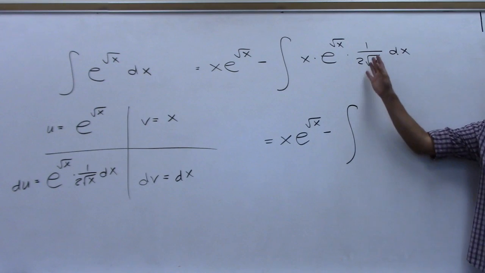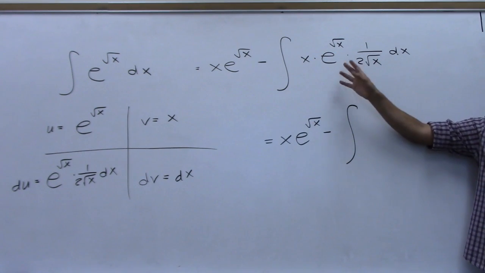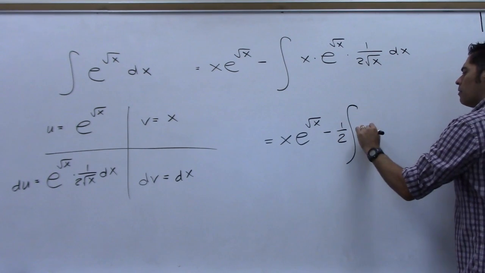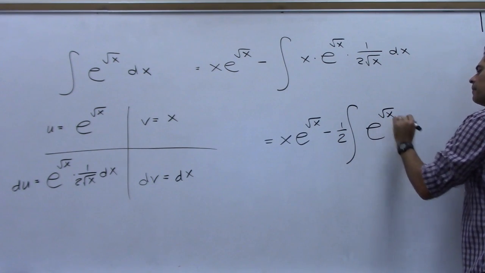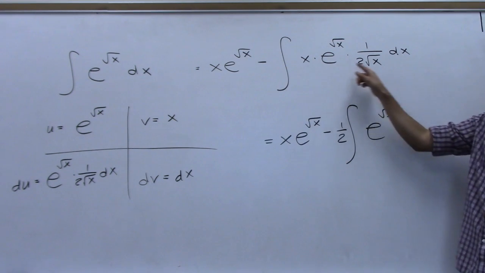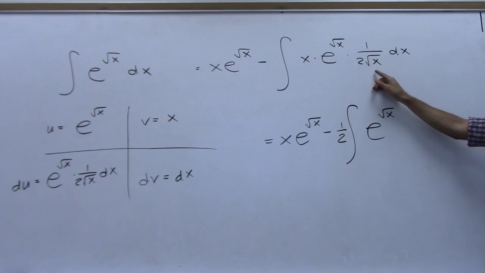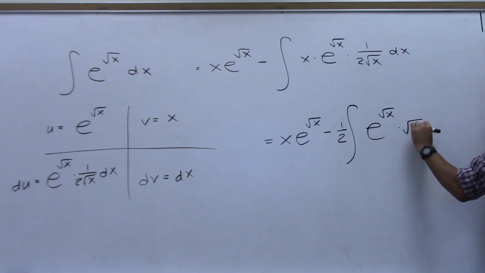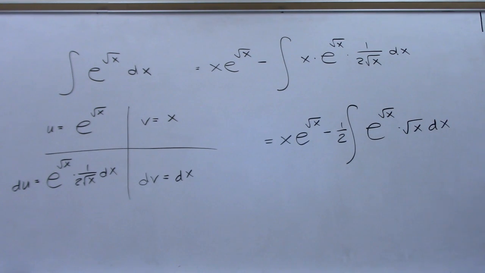Is there a constant that we can pull out? 1/2. Everyone see the 2 down there? We can pull a constant out. I'll write e to the root x here. We have this x, right? And then we're dividing it by root x. What's x divided by root x? X to the 1/2, which is just root x, right? Is that right? Understand that?